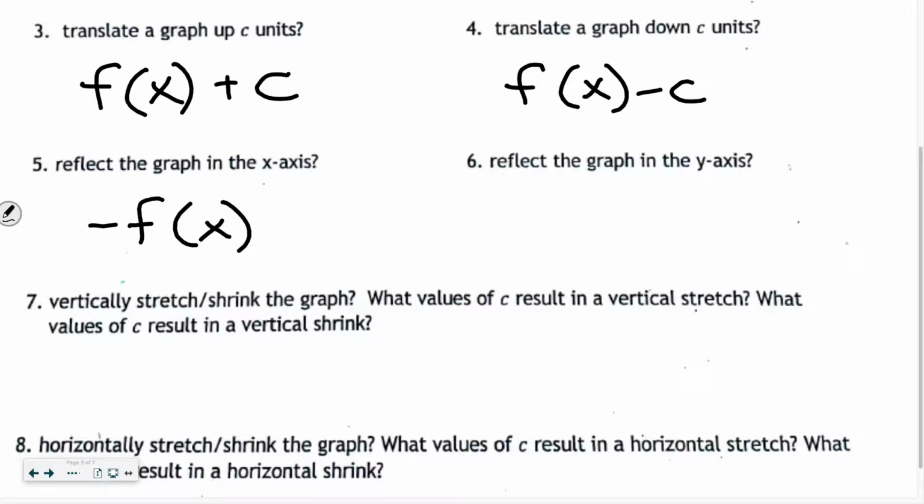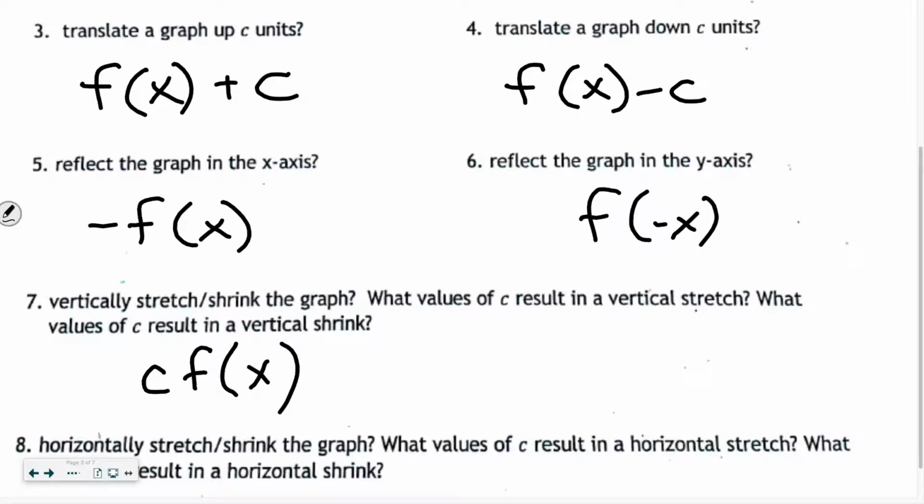If I'm reflecting in the y-axis, what part of the point is changing? The x, so this will be f of negative x. Okay, and to vertically stretch or shrink, we got that one. We take some scalar times our function, so c times f of x. Again, if you're doing a vertical stretch, you're affecting the y values, so you're doing it to all of f of x that's outside of the function notation.